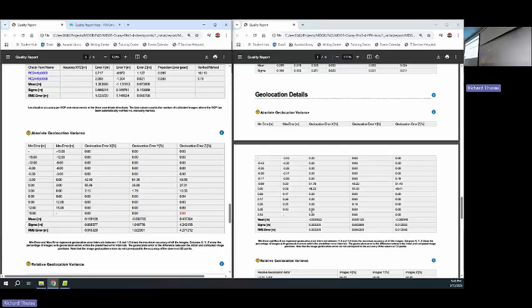So sigma is basically the standard deviation, or is the standard deviation the opposite of that? Anyway, there's our sigma, and then our root mean squared error, which is our unsigned error, so we get rid of the negatives or positives. So original geotag locations and PPK locations, right?